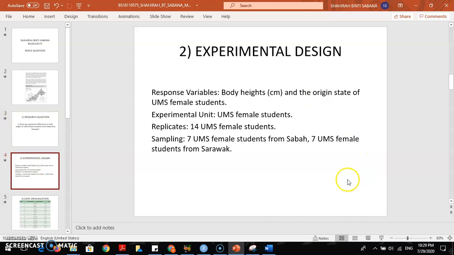So this is the experimental design. The response variables are body heights in centimeter and the origin state of UMS female students. The experimental units are the UMS female students themselves. The replicates are 14 UMS female students. The sampling is 7 UMS female students from Sabah and 7 UMS female students from Sarawak.